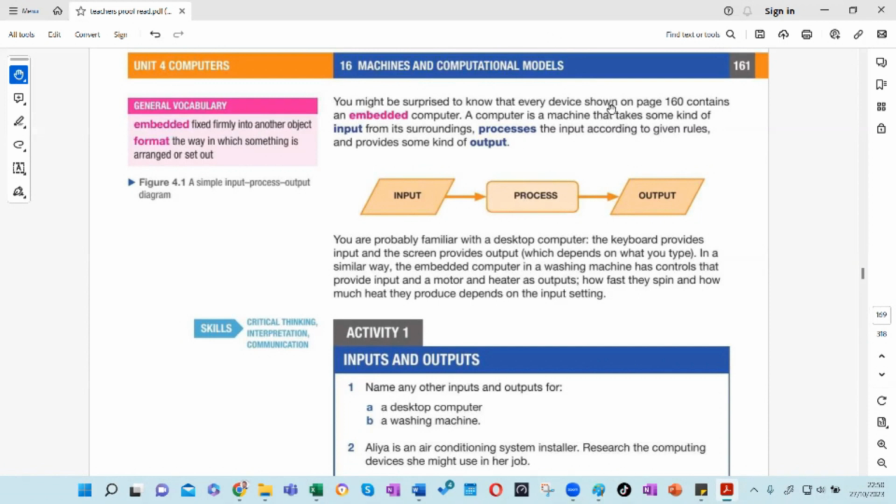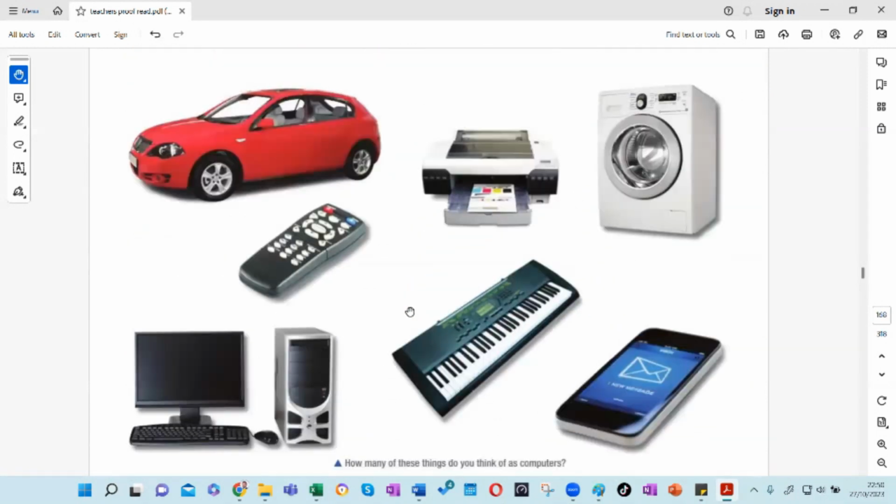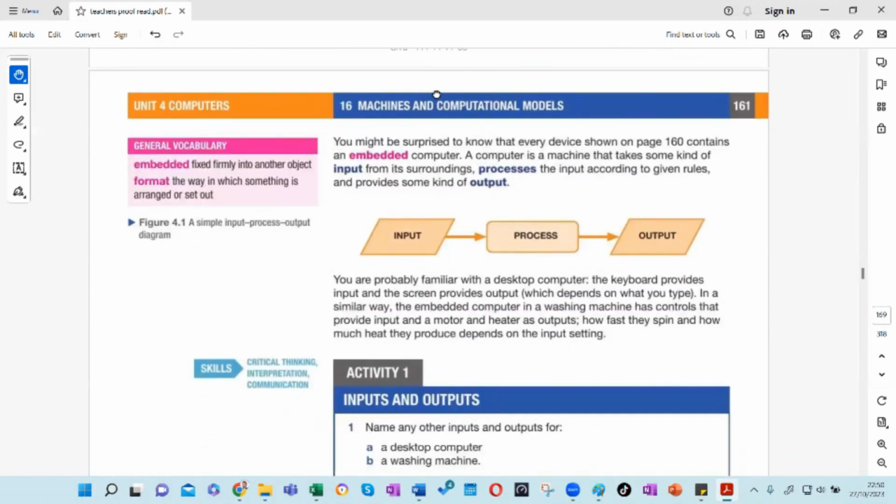You might be surprised to know that every device shown on the analysis contains an embedded computer. Now, what is an embedded computer? There's a microchip built into the car, the washing machine, the oven, all these devices. They are programmed with some instructions. When you power them up, they will execute these instructions and do some work. Feel free to ask questions, raise your hand or just disturb me anytime, no problem. A computer is a machine that takes some kind of input from its surroundings, processes the input according to the given rules, and provides some kind of output.